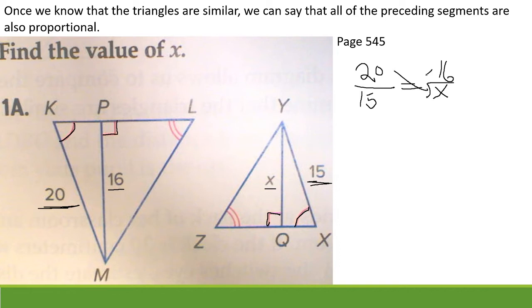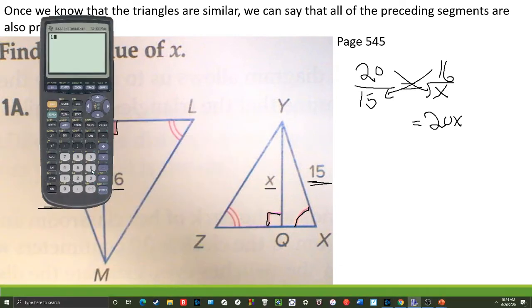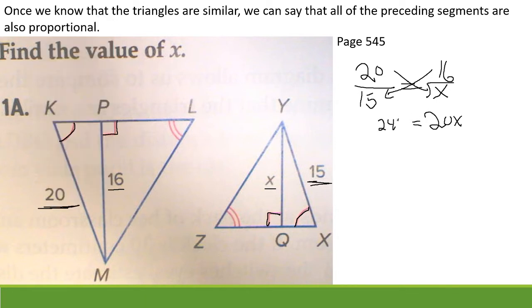And then you just simply cross multiply. So you have 20x is equal to 16 times 15, which is 240. Then you divide by 20, and you get 12 is equal to x. So the way you solve these is just like we did in the last videos. You solve them just as if they were the side of a triangle.